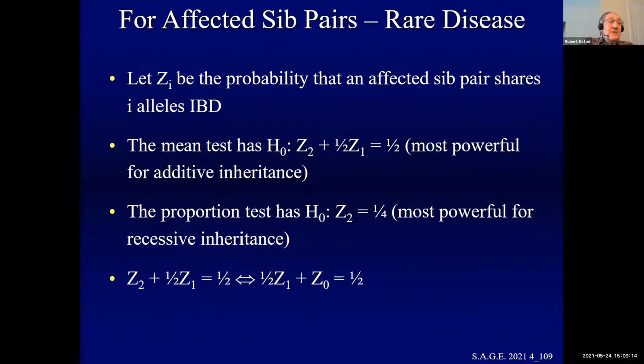And if you do the math, because the Zi's all add up to 1, Z2 plus a half Z1 is a half is exactly the same as a half Z1 plus Z0 is a half. You can see that straight away. Maybe not quite so obvious, but Z2 equals a quarter if and only if Z1 plus Z0 is 3/4.